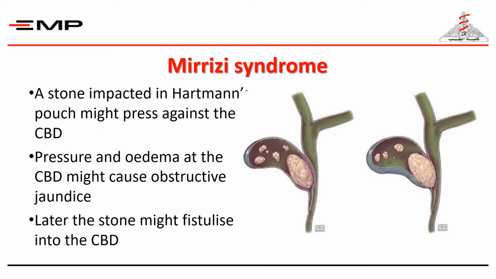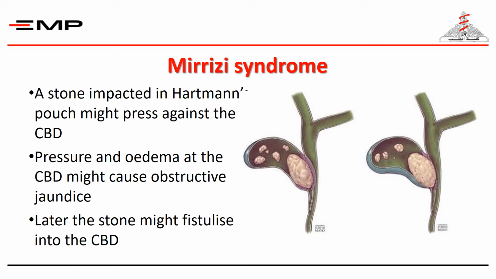Hartmann pouch is a pouch that forms by dilatation of the gallbladder wall at the neck of the gallbladder under the effect of stones pressing from inside. Mirizzi syndrome is a syndrome in which a stone impacted in the pouch of Hartmann fistulizes into the common bile duct. The cystic duct becomes adherent by inflammation to the common bile duct, and the connection between the gallbladder and the common bile duct is the fistulous opening.